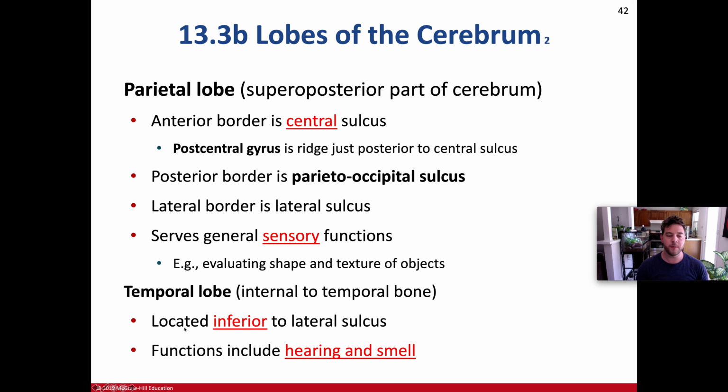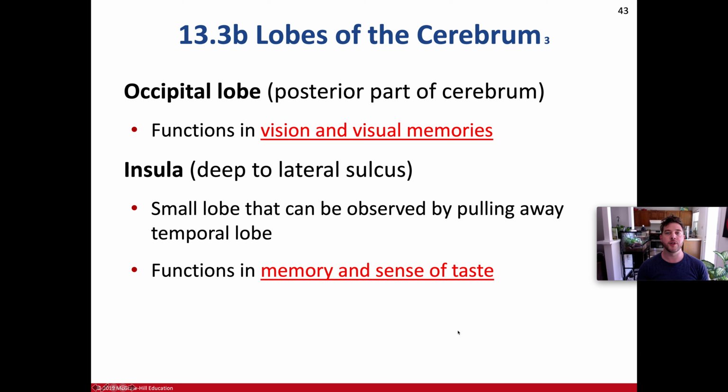The temporal lobe is located inferior to the lateral sulcus, and its functions include hearing and smell. Your occipital lobe is going to be for vision and visual memories, and then your insular lobe is for memory and sense of taste. So again, it's deep to the temporal lobe, and its functions used to just be attributed to the temporal lobe.